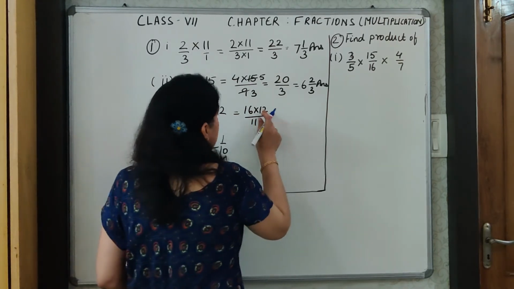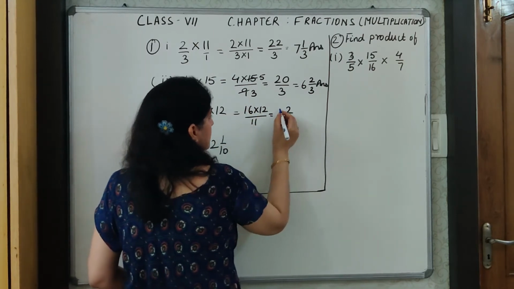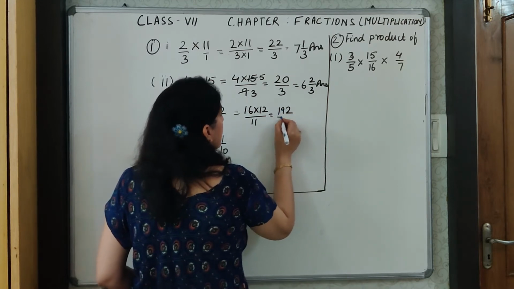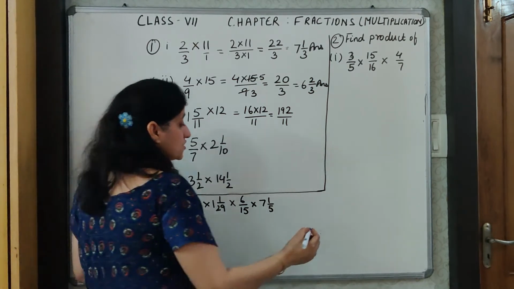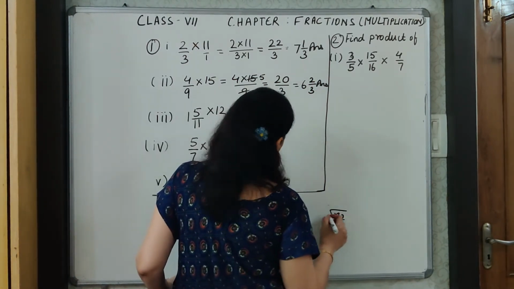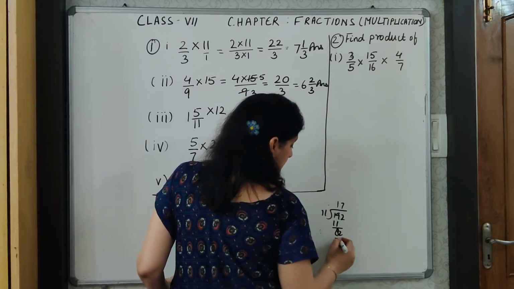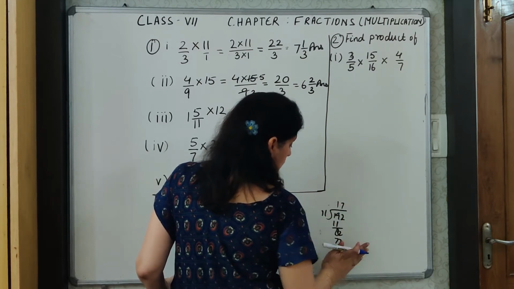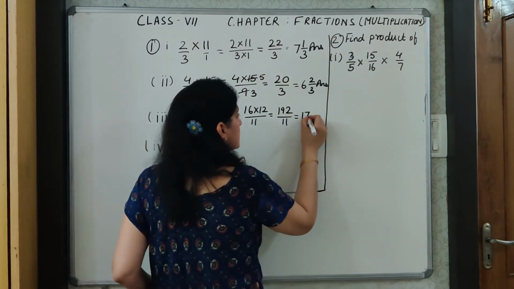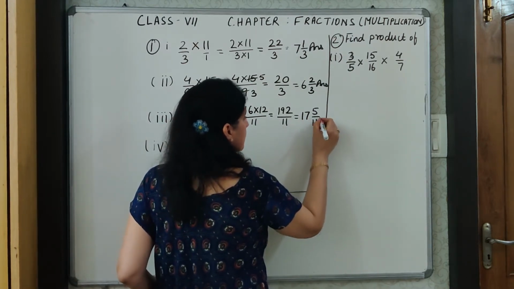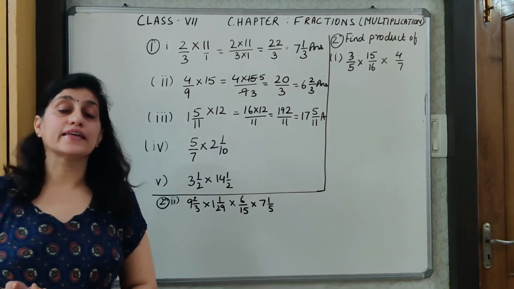So now we will multiply 16 by 12. 6 2s are 12, 2 carries 1... 12 times 16 is 192 upon 11. We will divide to convert this to a mixed fraction. If I divide here, I get 11 ones are 11, 82, 11 sevens are 77, left with 5. So 17 whole 5 upon 11. This will be 17 whole 5 upon 11, the answer. This is very easy. I hope you are understanding and liking it too.